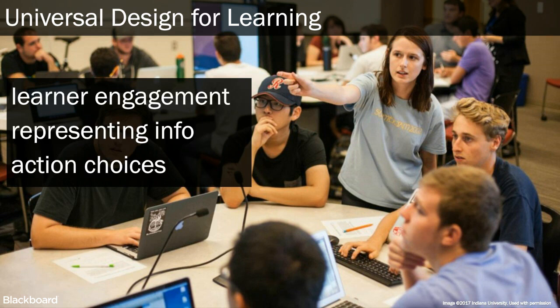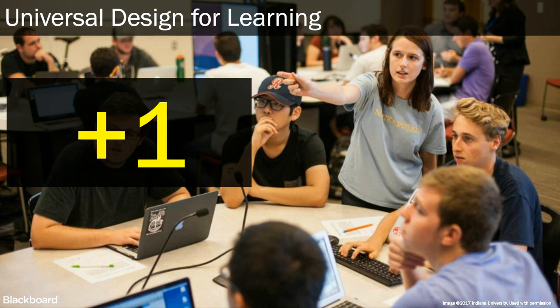Because when you start talking about neuroscience and multiple means of learner engagement, representation, action and choice, your colleagues' eyes can glaze over. What I'd like for you to say to your colleagues is that universal design for learning is really just +1 design. Just +1 thinking.